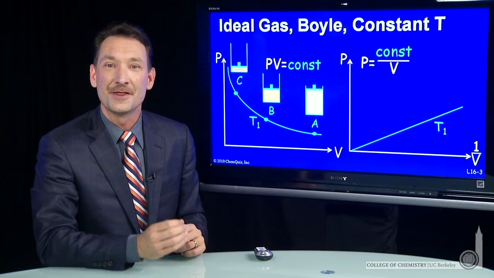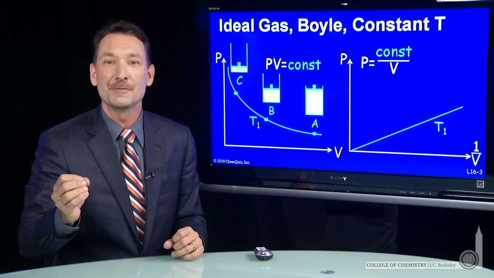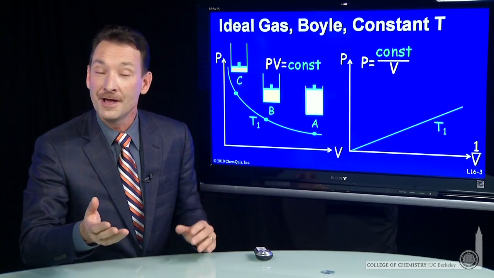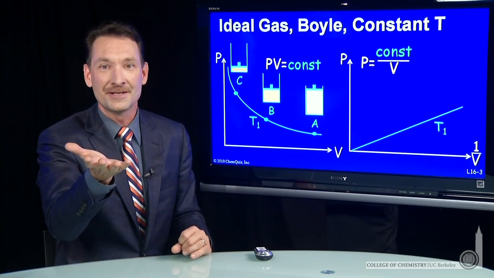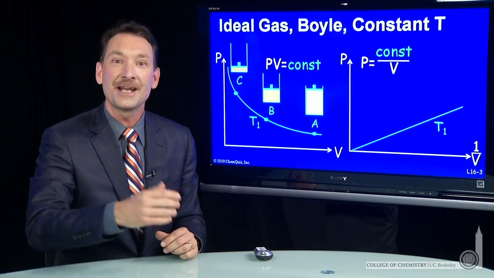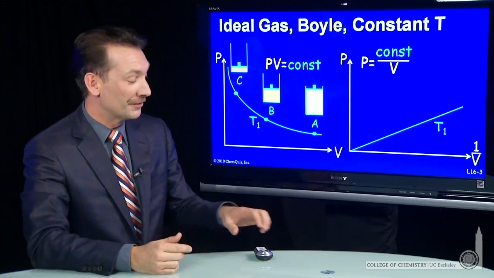For an ideal gas, the product of the pressure and the volume is a constant for a constant temperature. If you change the temperature, the value of the constant changes, but the product of pressure and volume is still a constant. Let's look at how changing the temperature affects our curves.